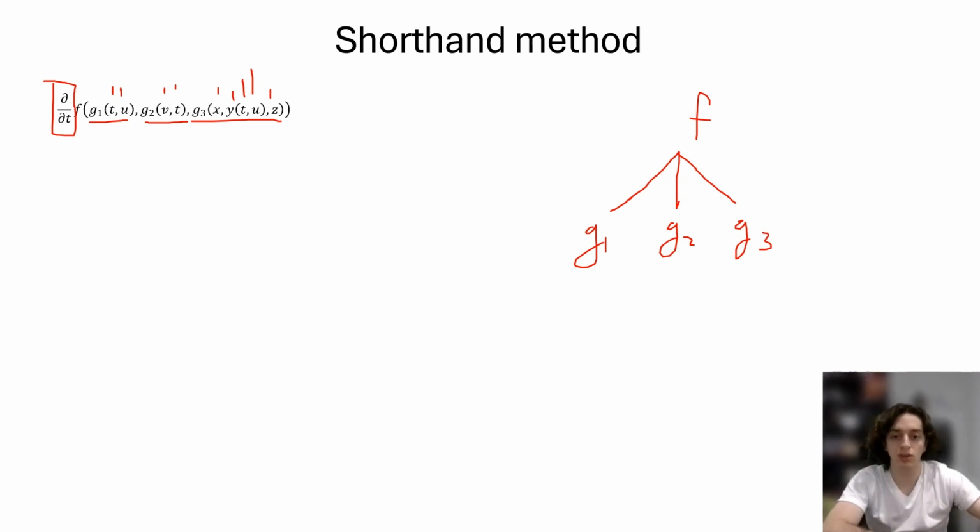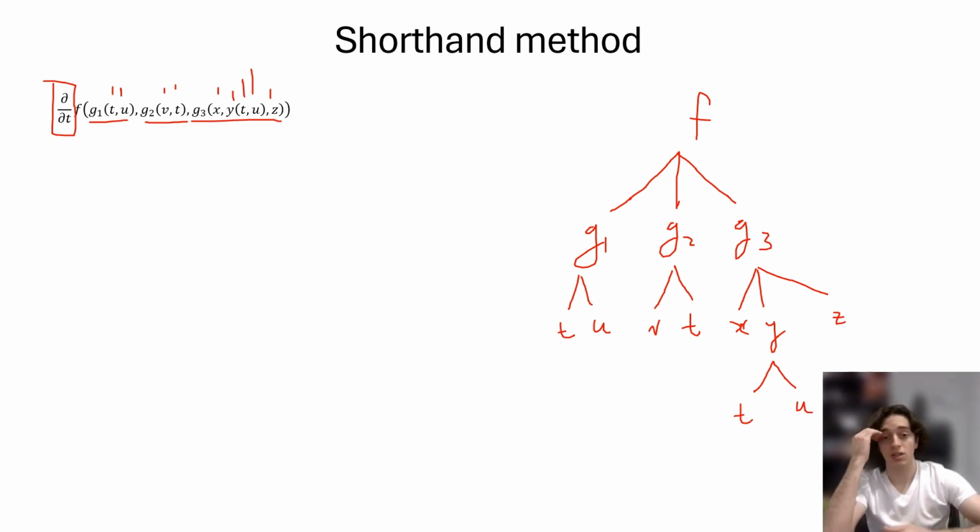And then what is g1 doing? We have to now draw the tree for g1, g2, and g3. g1 takes t and u. For g1, we terminate here because we end at variables. g2 takes in two variables as well, v and t. And g3 takes three variables, x, y, and z. Except y is a bit special because it's also a function, hence we just continue down on y to t and u.